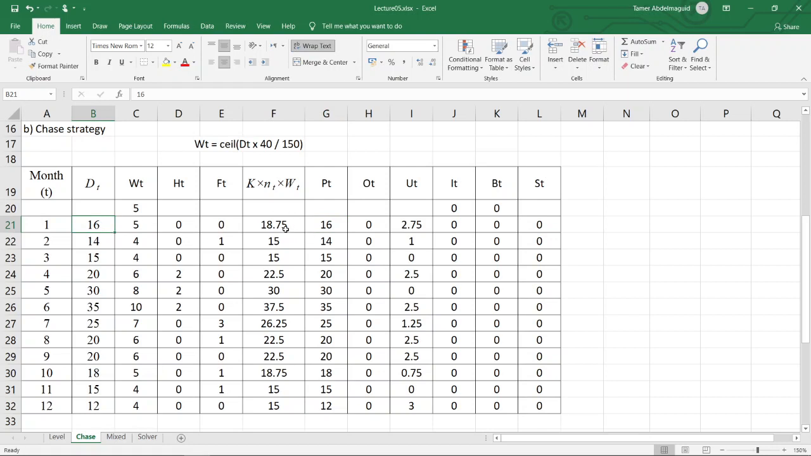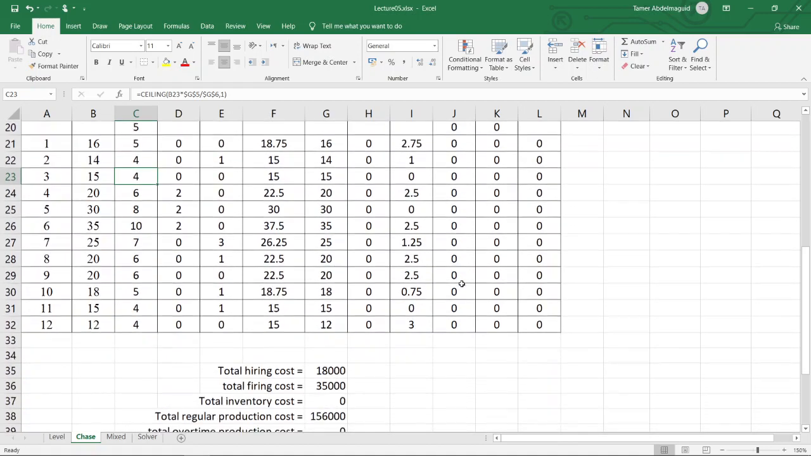But then you will have a difference here between the available production capacity in units and the amount that you will decide to produce, and that of course will appear in the column of U sub t, which is the underproduction value. So if you follow this chase strategy, as you can see, you will not have any inventory value, neither backlogged value, neither subcontracting value. So basically you are producing what is exactly demanded. And of course, to achieve that, we dynamically change the number of workers in each period.